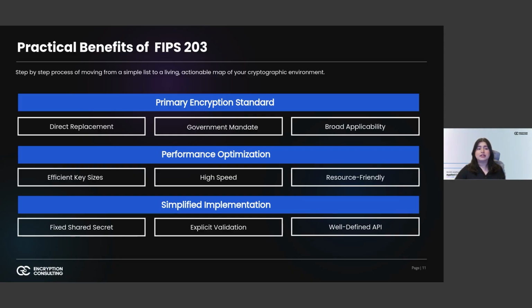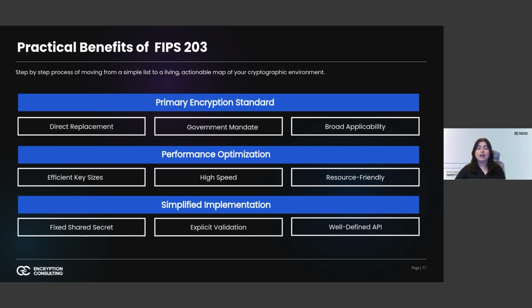This secures your data both at rest while it's stored on a server and in transit where it moves across the network. Because it's a FIPS standard, it's a government mandate for US federal agencies and their contractors. This isn't a suggestion, it's a requirement that establishes ML-KEM as the authoritative standard for secure data exchange. Ultimately, this broadens its applicability, making it the go to standard for securing most general purpose communications and data storage worldwide.